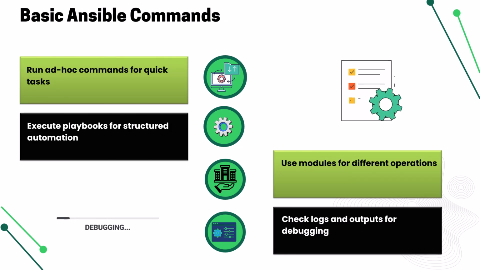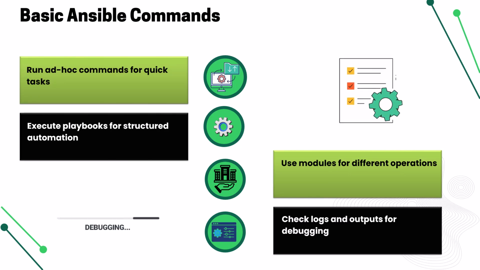Time to flex some Ansible muscle. Ad hoc commands are great for quick fixes. Think of them as one-off magic spells. Playbooks, however, are where true automation lives. Modules, they make Ansible versatile, from system administration to cloud operations. And let's not forget logs, because debugging without logs is like driving blindfolded.